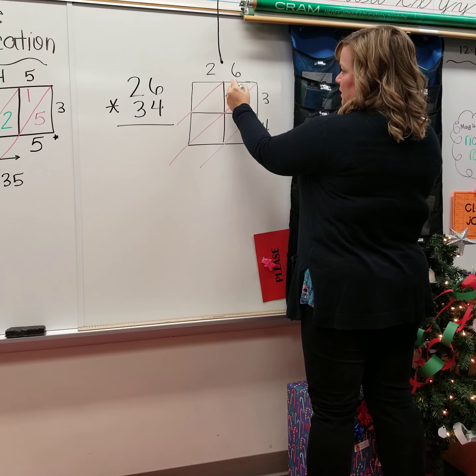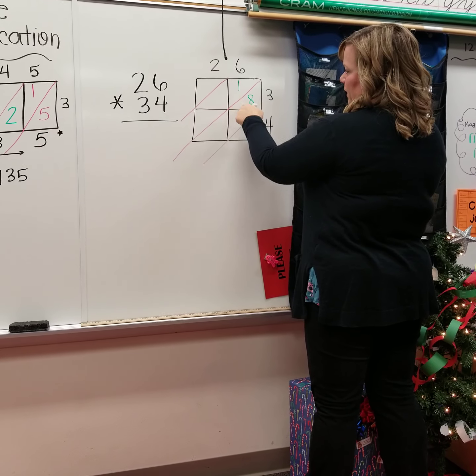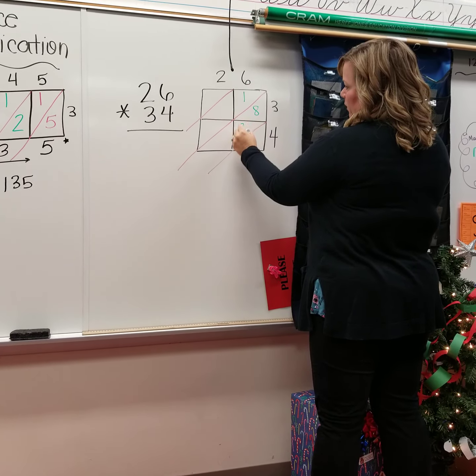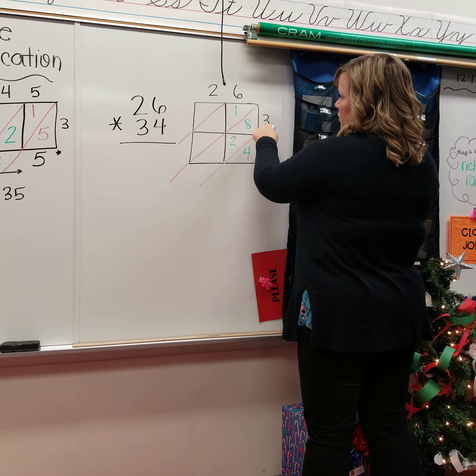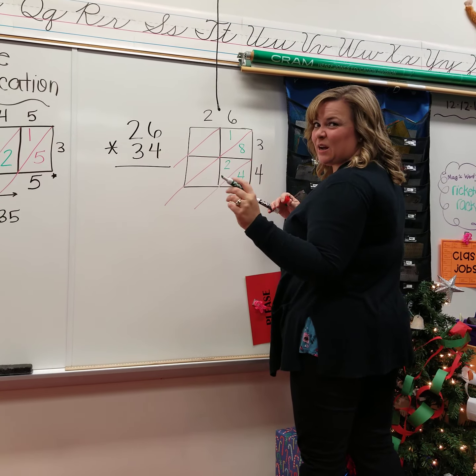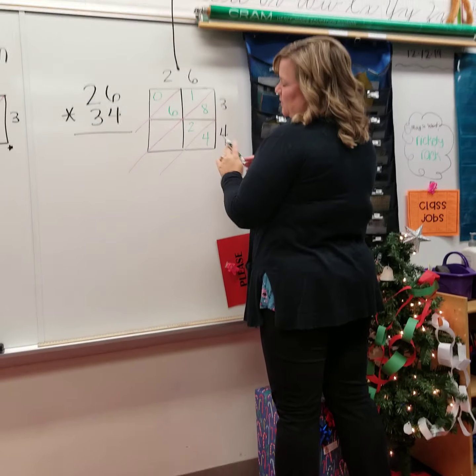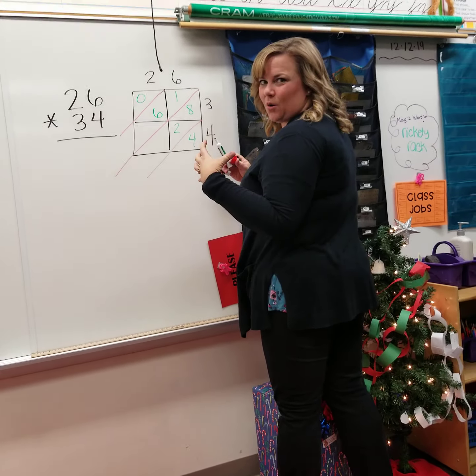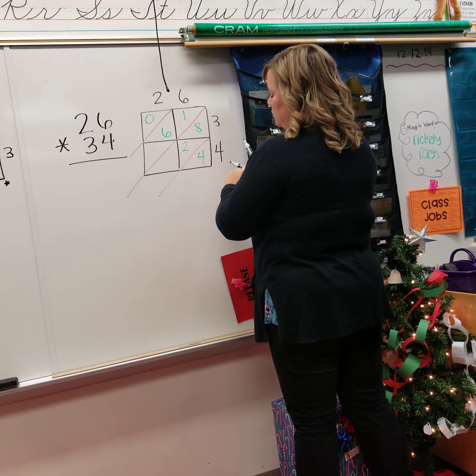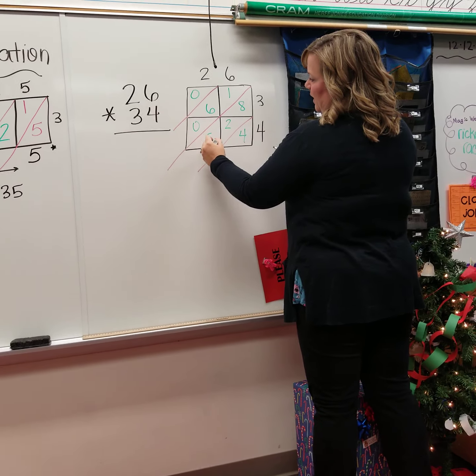So 3 times 6, that's 18, 1 and an 8. 6 times 4, that's a 24. 2 times 3, that's a 6. Now if it's a single digit number, go ahead and have a 0 and then a 6, just so we have that 0 in that placeholder. And then 2 times 4, that's an 8.